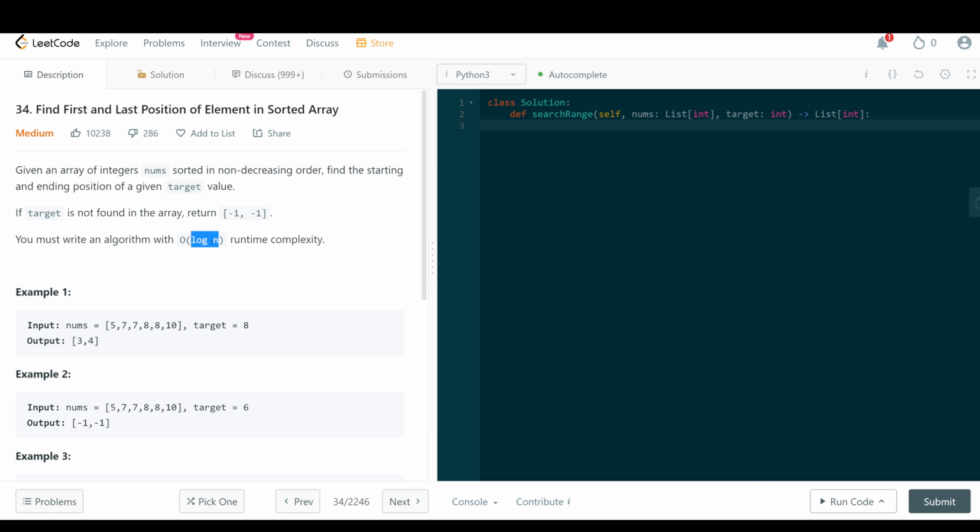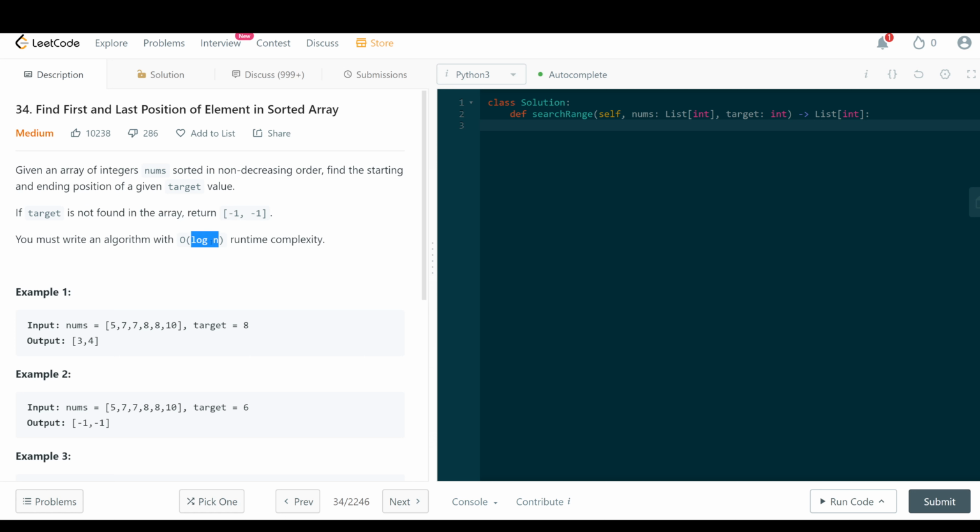For this one, what I want to do is first try to find the left value, and if the value is not found, then return negative. If it is found, then find the last position. Basically, find the first occurrence and the last occurrence and return them. But we will be using a binary search function to do this problem. So let's do this.